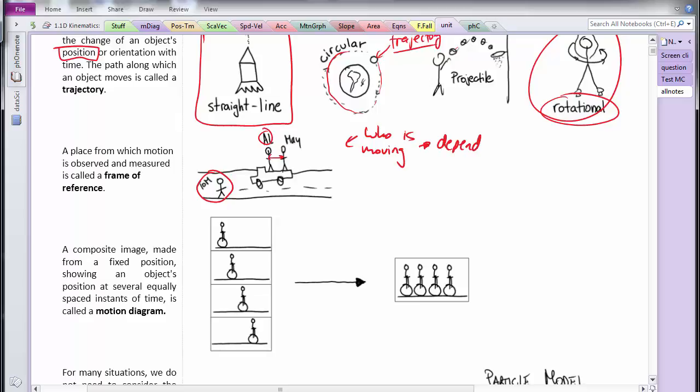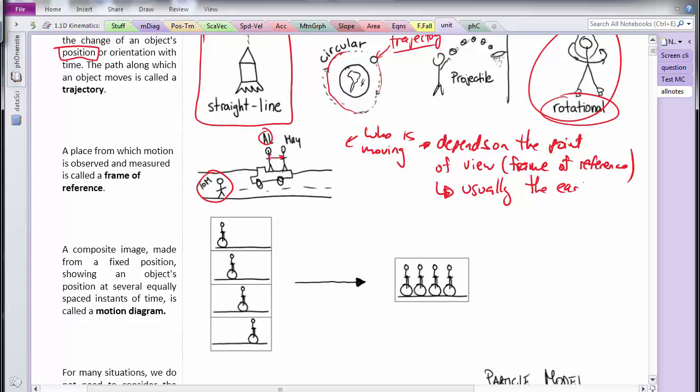It depends on the point of view. And this point of view is what we call the frame of reference. Visually, or normally, it's usually the Earth or a still camera. Okay, so it's really important that the camera is still, because if the camera was moving with the person, then in that point of view or that reference frame, the person wouldn't be moving.